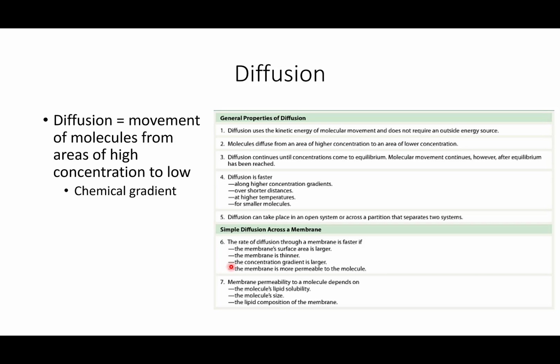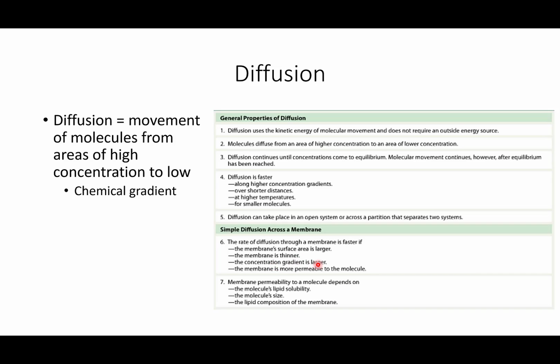Now, when we have diffusion across a membrane, there's a few other things that come into play that dictate the speed of diffusion. First off, the rate of diffusion through a membrane is faster when the membrane surface area is larger. So the larger the surface area, the more opportunities we have to move things across it, the quicker it will occur. The thinner the membrane also makes sense, right? If we have to move a shorter distance, it's going to occur faster.